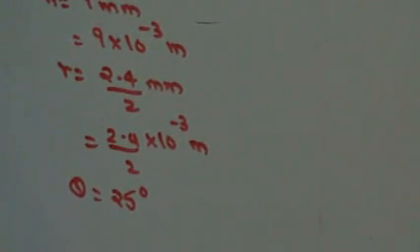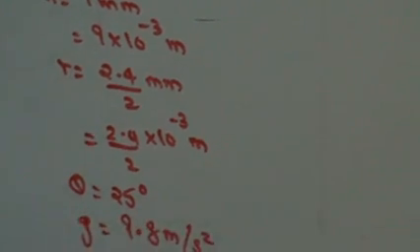If the angle of contact is 25 degrees, find the surface tension, if g is 9.8 meters per second square.